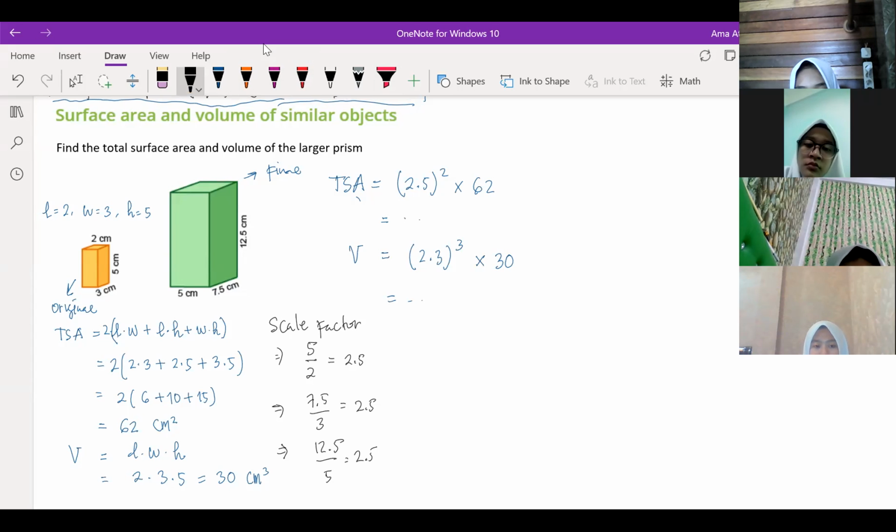The first one is 387.5 square centimeters. What about this one? 158.7 cubic centimeters. Right? Okay. Good. Is there any objection?